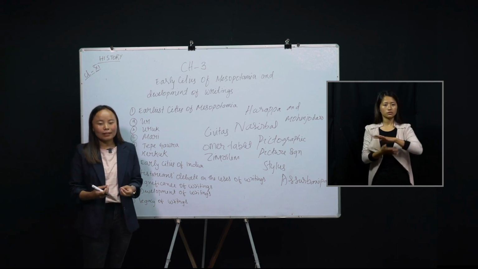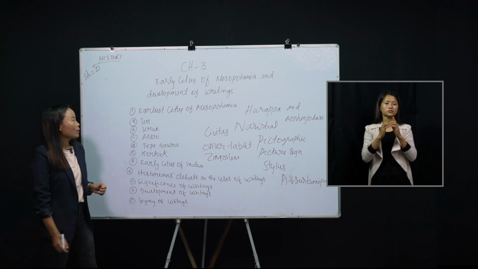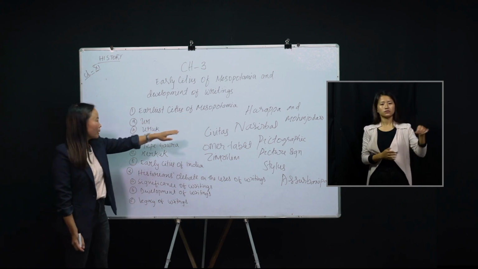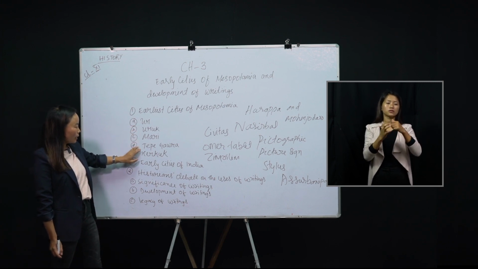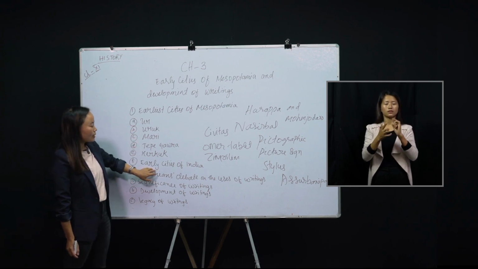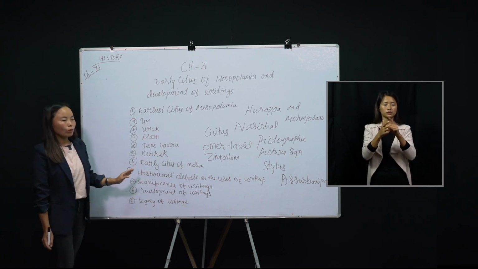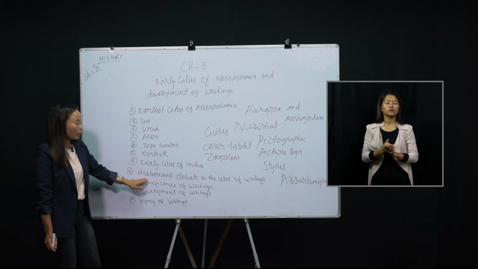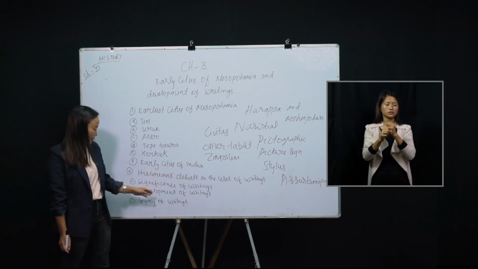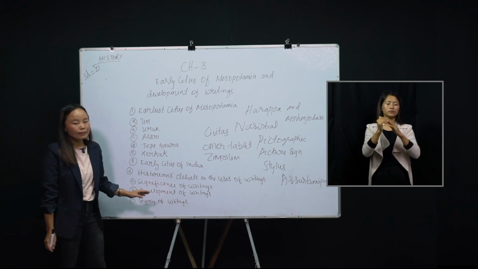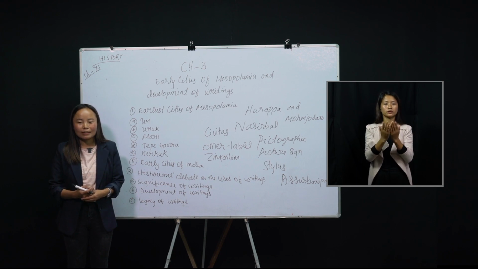That's all for today. Let's refer back to what we have discussed today. We discussed the early cities of Mesopotamia, that is Ur, Uruk, Mari, Tepe Gawra, Kirkuk, and the early cities of India, that is Mohenjo-daro and Harappa. We also discussed the historians' debate on the usage of writing, the significance of writing, the development of writing, and the legacy of writing. So students, please go through your textbook, and that's all for today.